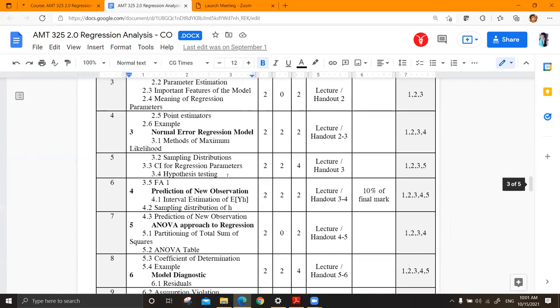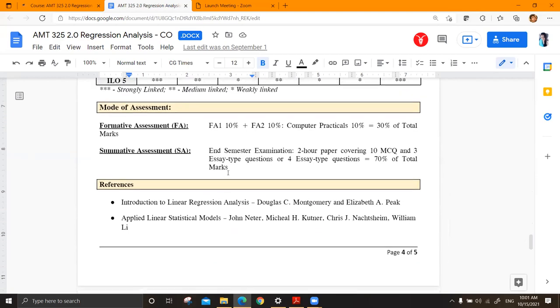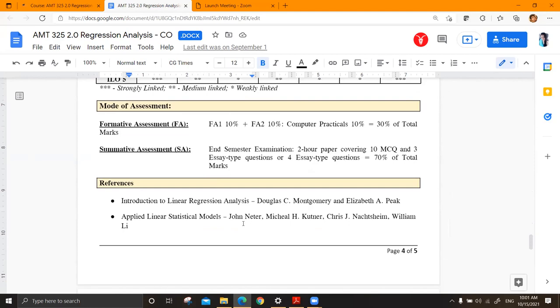So that is basically the course outline. These are the reference books, but still, this subject is universal, you know. You can get any reference from YouTube. Just go for good links, good references.